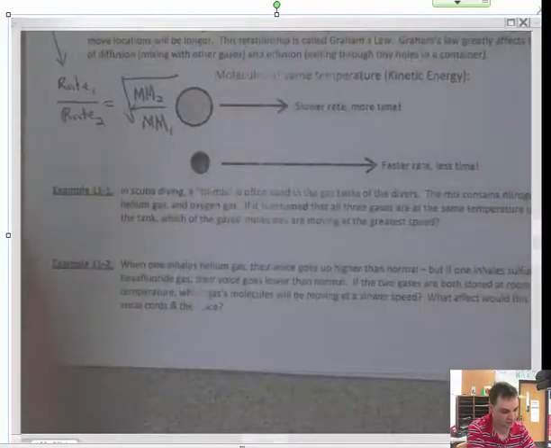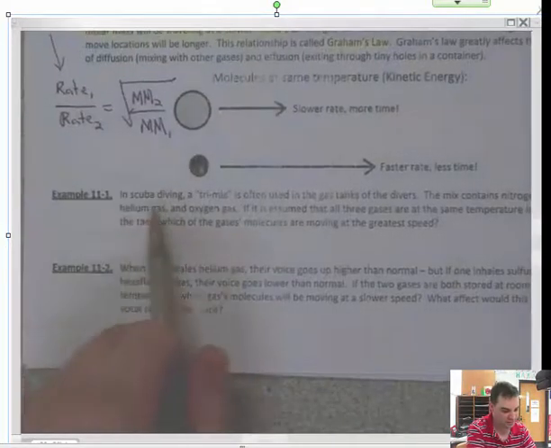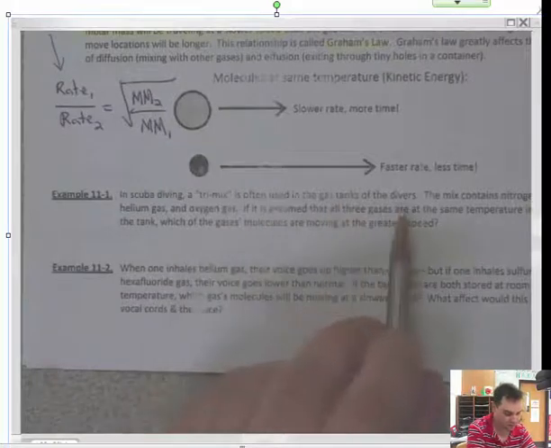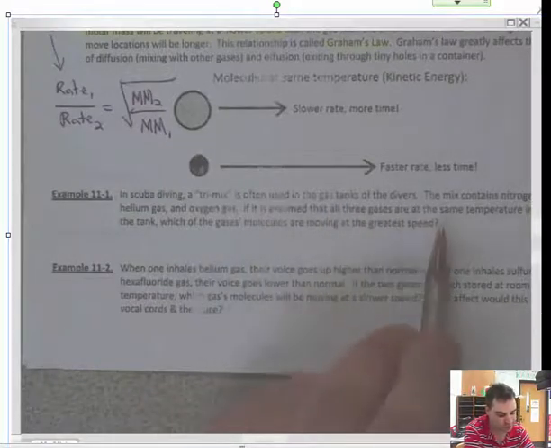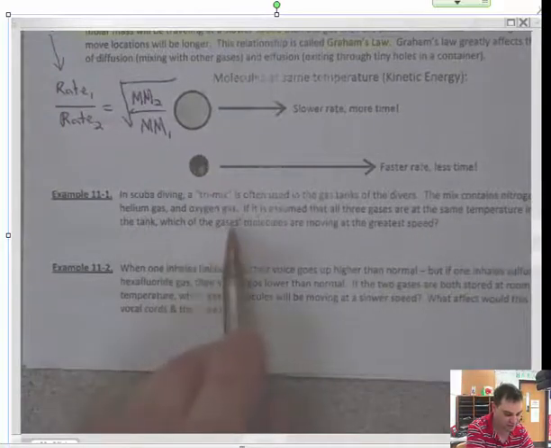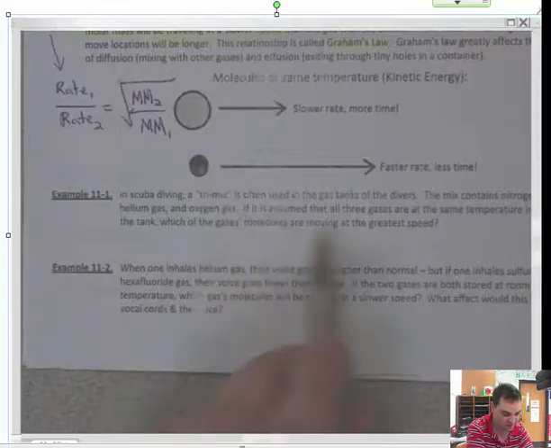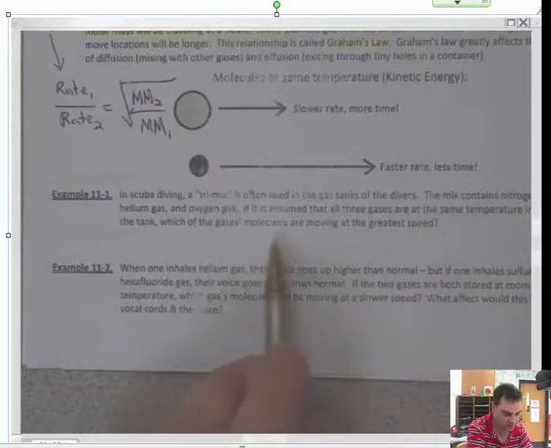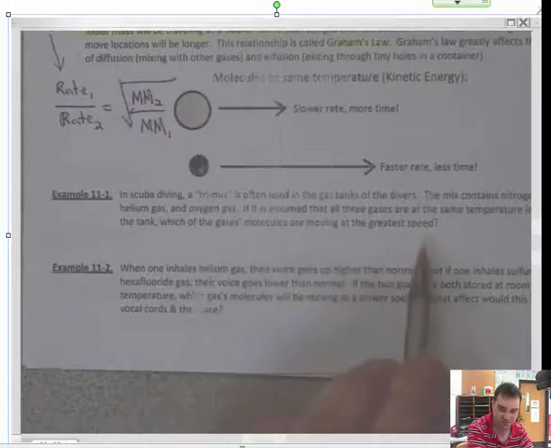In scuba diving, a trimix is often used for gas tanks of the divers. They used it on Oak Island, for instance, when they dove into 10X. This mixture contains nitrogen gas, helium gas, and oxygen gas. If it is assumed that all 3 gases are at the same temperature inside the tank, which of the gas molecules are moving at the greatest speed? What do you think?